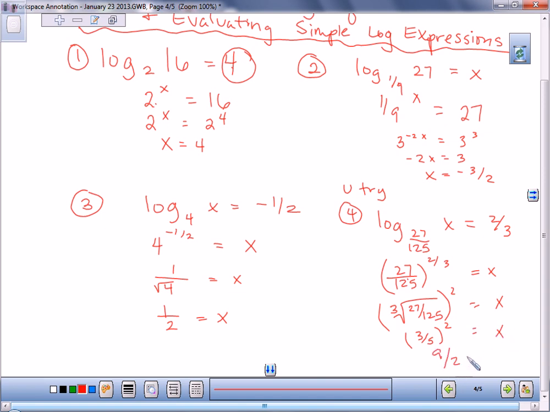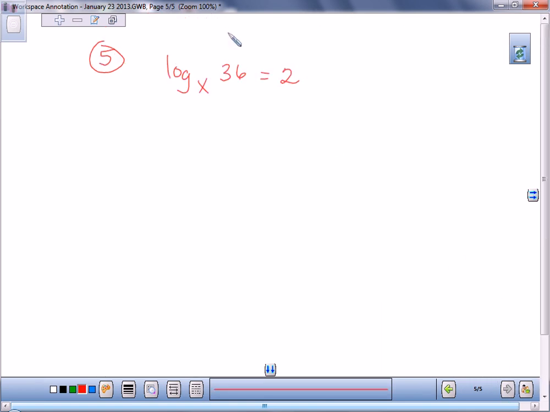How'd you do? Yay! Okay, and then the last form that they could give us is where we're solving for the base. So it becomes the base raised to an exponent equals the answer, so x equals 6. And we're not going to have negative bases here for logarithms. Okay? So simple.